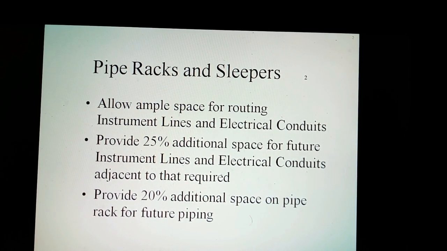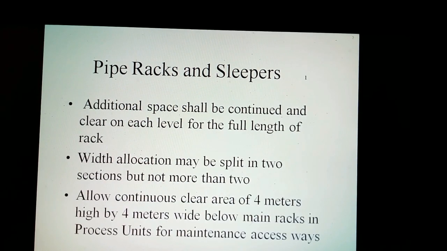Provide 20% additional space on the pipe rack for future piping. This space shall be continued and clear on each level for the full length of the rack. The width allocation may be split into sections at not more than 2. Allow continuous, clear area of 4 meter high by 4 meter wide below main racks in process units for maintenance access ways.